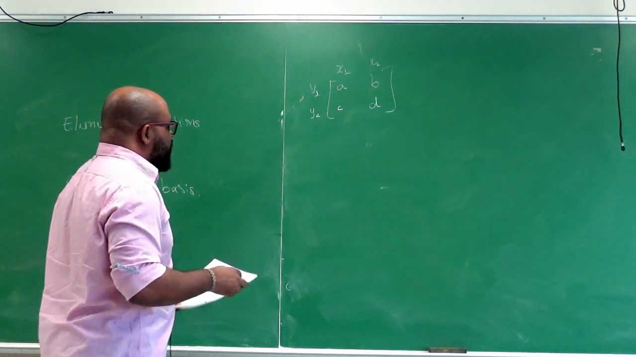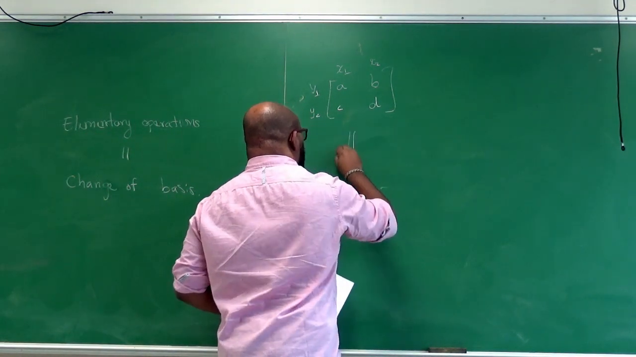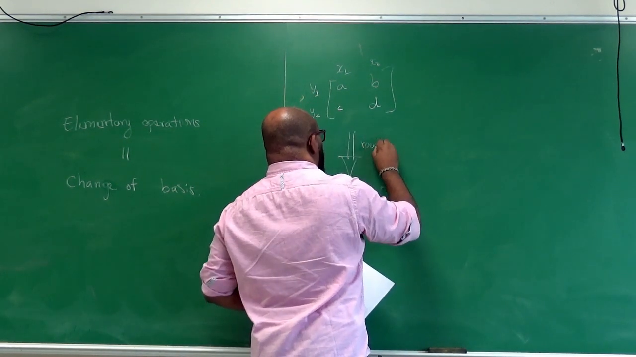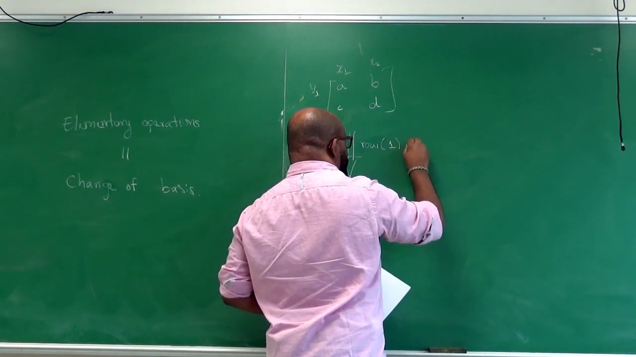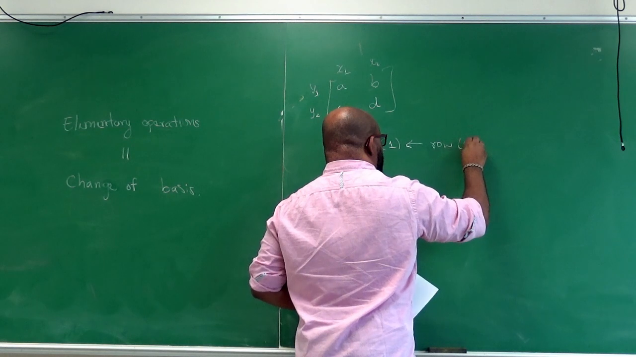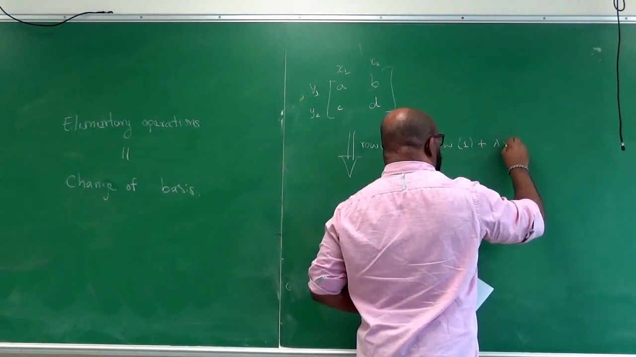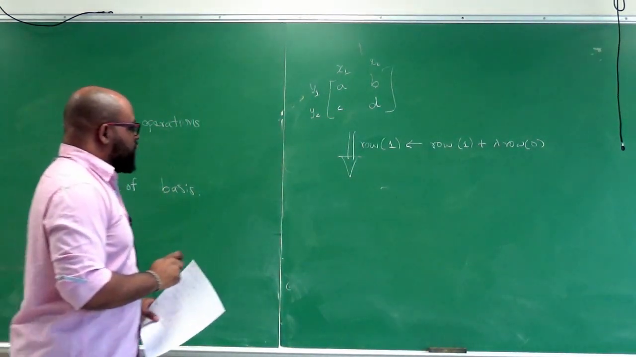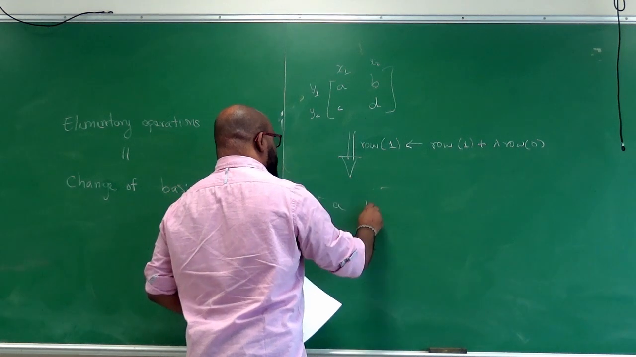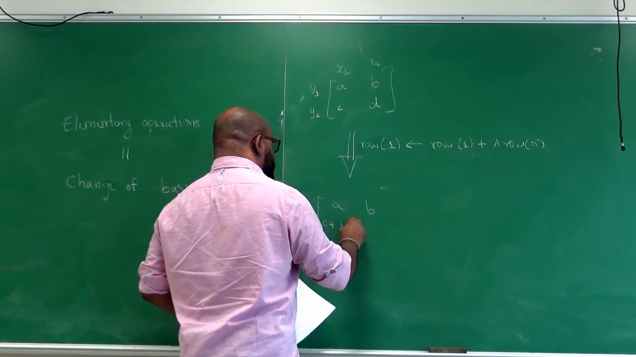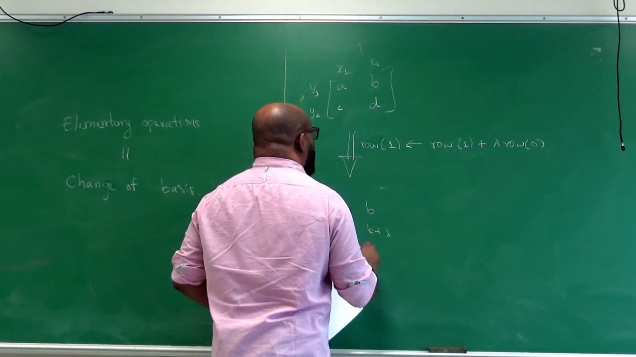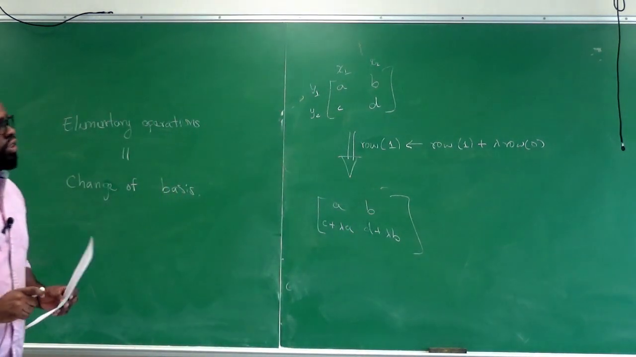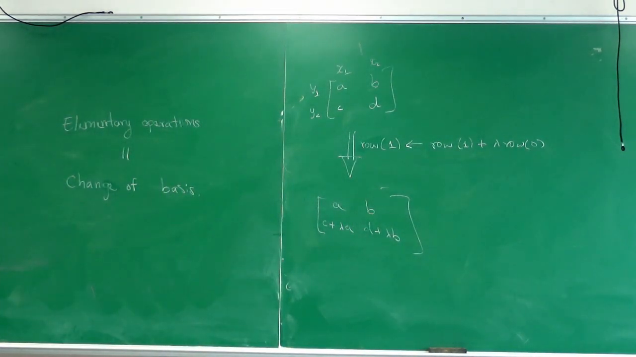So here we go. If we were to do the operation where, let's say, row 1, and we're going to use Python notation, so row 1 plus, let's say, lambda row 0. Then the matrix that you get looks like A, B, and then C plus lambda A, and D plus lambda B. Correct?